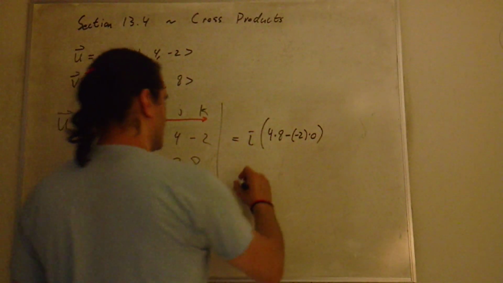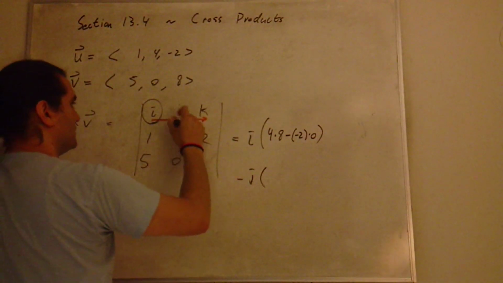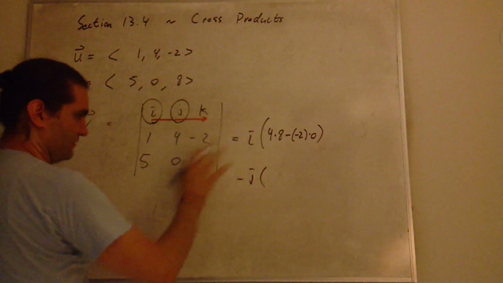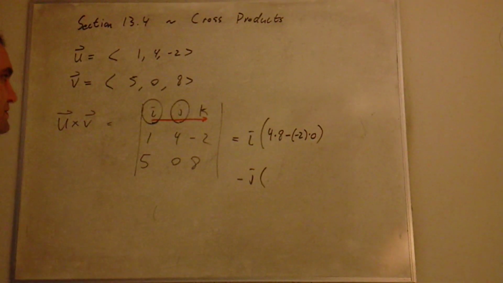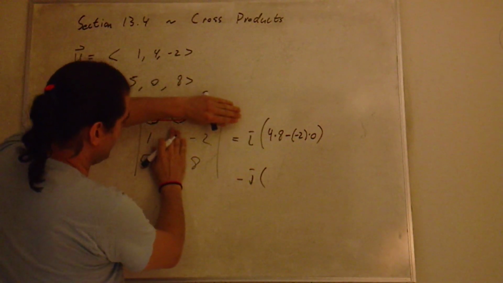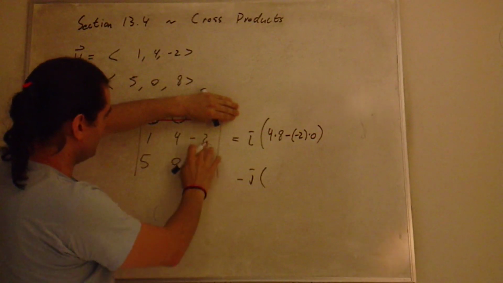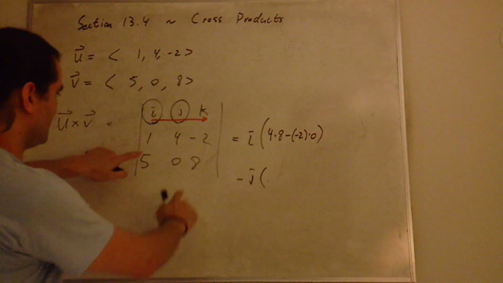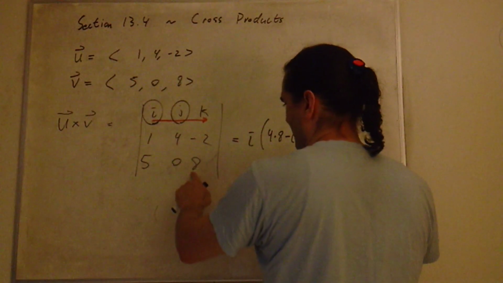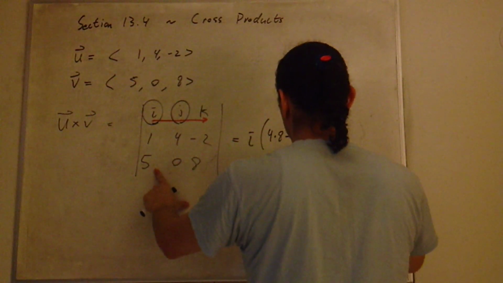The second piece is minus j. So when we're doing the j, first of all, it becomes negative. The middle one always goes negative when you expand things like this. So j gets negative, and then we're going to pretend like j's row and column don't exist. So when we do the j piece, we're only going to look at the 1, the 8, the negative 2, and the 5. And we'll do the same thing: 1 times 8, do that multiplication minus this multiplication. Minus negative 2 times 5.